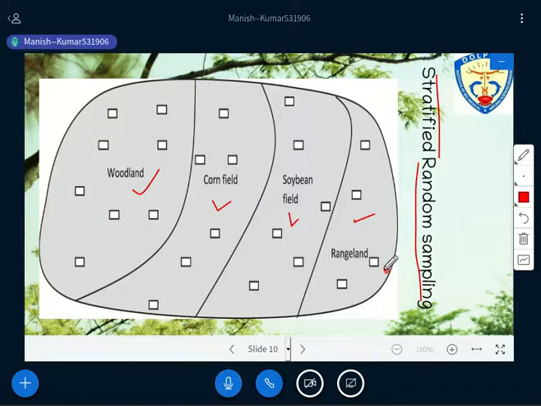Right. And see here, one thing that you already understand is that stratification means you are making, just look at the image, homogeneous groups, right? Isn't it? You are dividing the whole population into different strata. So all these strata are homogeneous. Woodland means whole woodland, cornfield, soybean field, rangeland we have, and then as per the proportionate area we are selecting the sample size there. So is there any question from this, simple random sampling, stratified random sampling? You can ask.